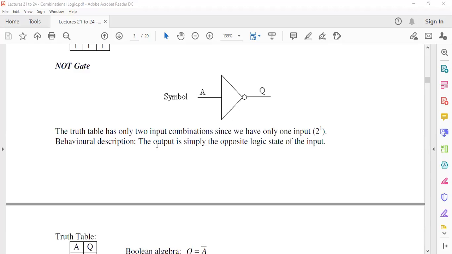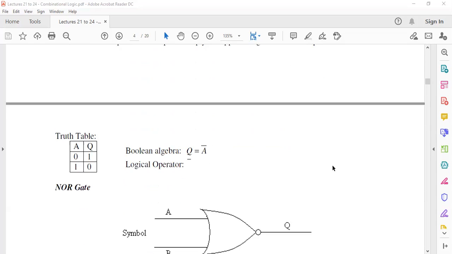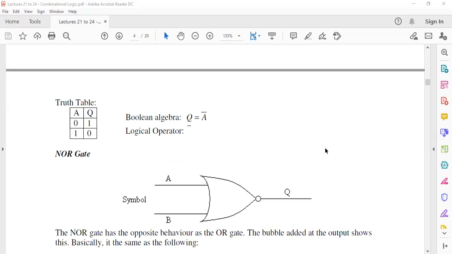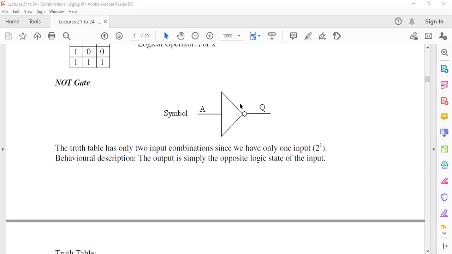So the behavior description is simply that the output is the opposite logic state of the input. Since you have only 1 input, you have only 2 combinations here, and the output is just the logical inversion. Mathematically, you can represent it like this: you're complementing, you have a bar on top of the variable. This means complement.